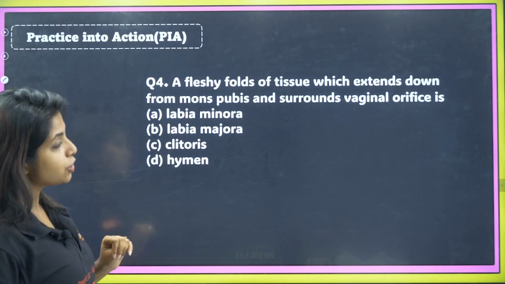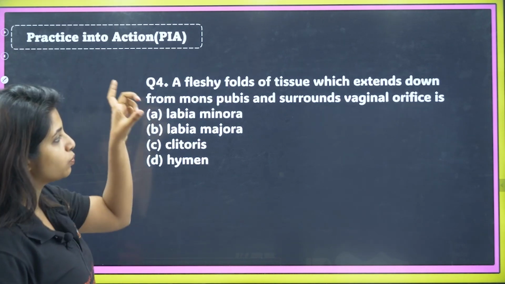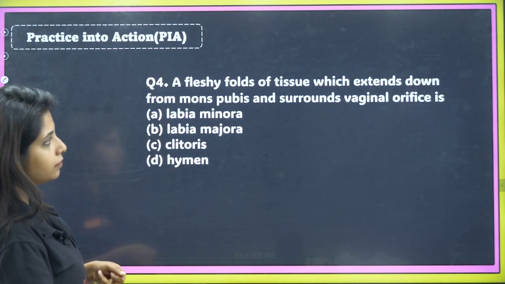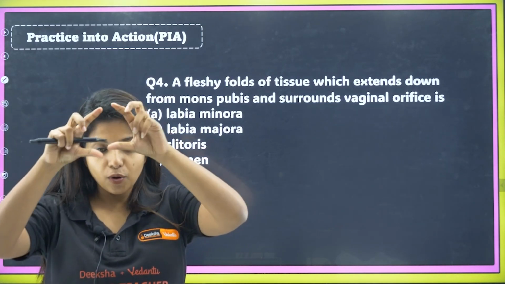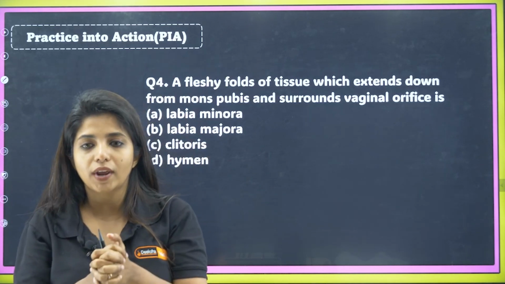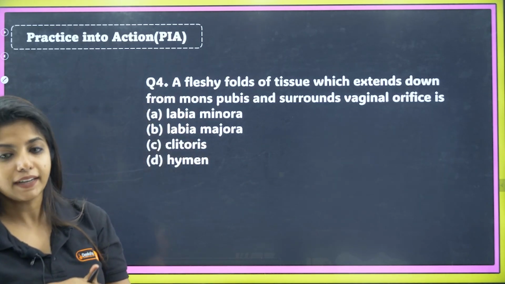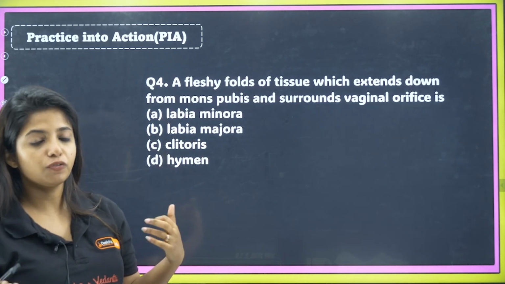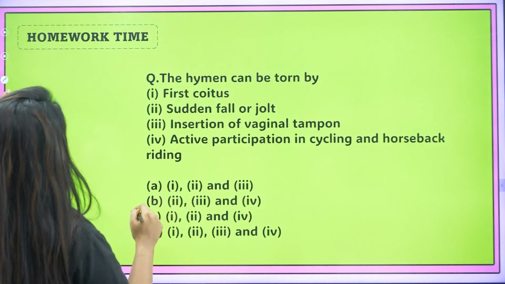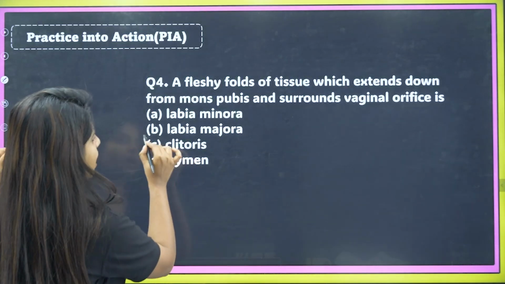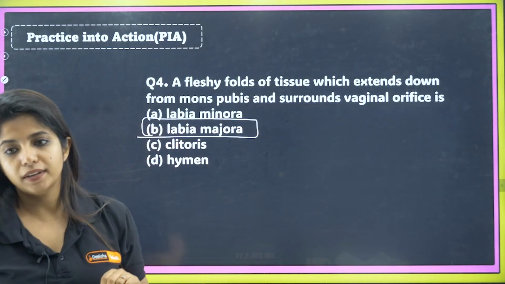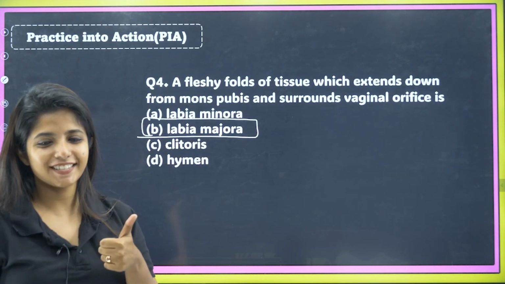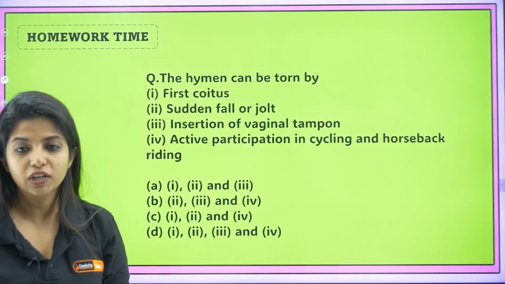Now, fourth question. A fleshy fold of tissue which extends down from the mons pubis and surrounds the vaginal orifice is known as. The one that will be coming down from mons pubis and would be surrounding the vaginal orifice is known as labia minora, labia majora, clitoris or hymen. What do you call it? The first one probably. So it would be labia majora, but the answer is not given, but I am telling you the answer would be labia majora. Okay, cool, works.